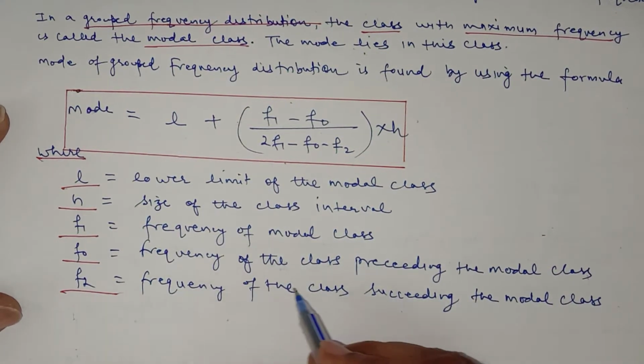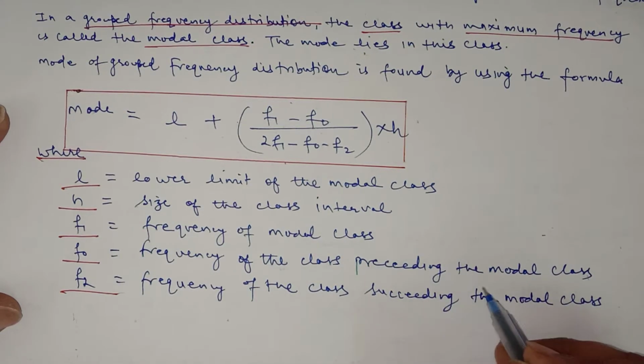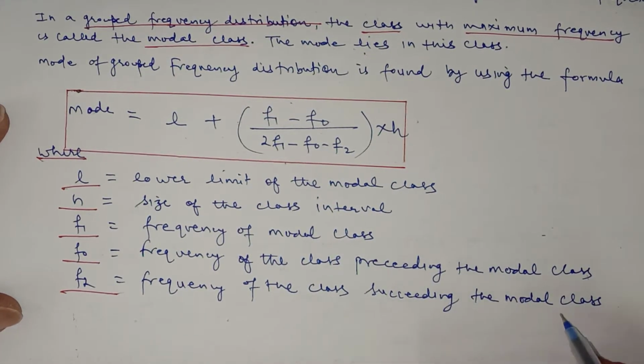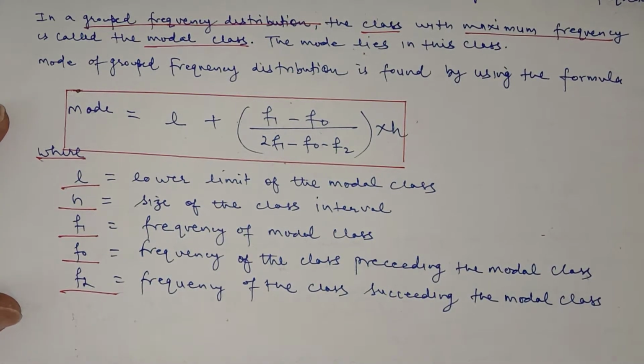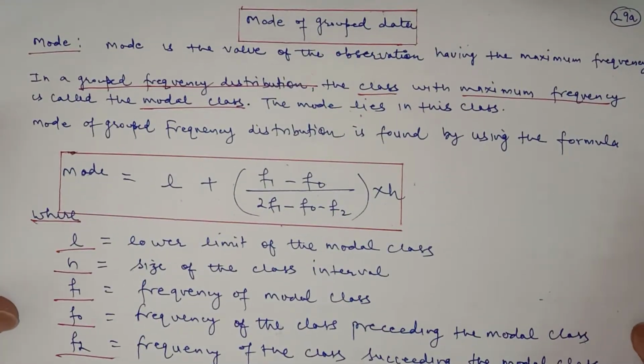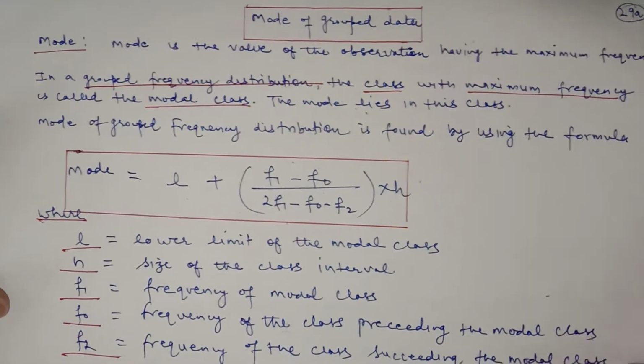F0 is the frequency of the class interval preceding the modal class. Modal class se pehle wali frequency. And F2 is the frequency of the class succeeding the modal class. Exactly the next frequency to the modal class is known as F2. So by using this formula we can easily find the mode of any group data. So this is somewhat easy topic.